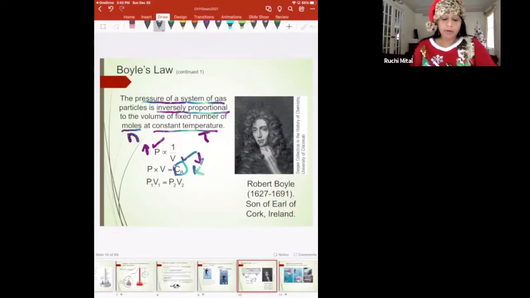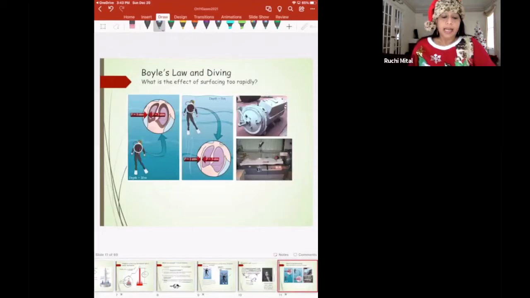As a result, we come up with an equation P1V1 equals P2V2. So the important thing is to remember the other two variables are constant. And as a result, when a scuba diver is deep in the water, it is important that they do not come up very quickly, because as they are coming up, the pressure is going to decrease.